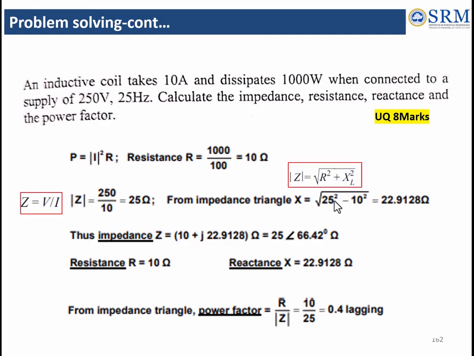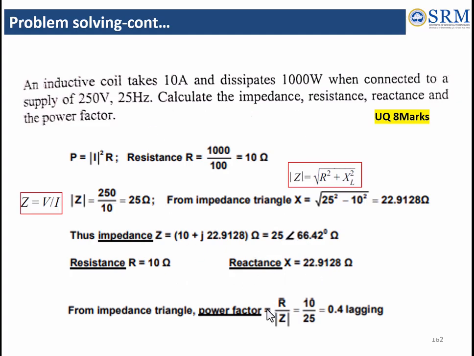Z is equal to root of R square plus XL square. But we need the reactance, so it is going to be root of Z square minus R square. Magnitude of Z square is 25 square minus 10 square, which is 22.912 ohms. So impedance we can write as R plus jXL, or we can write in polar form 25 angle, we have to find that, and write it in ohms. So the resistance is 10 ohm, reactance is 22.91.